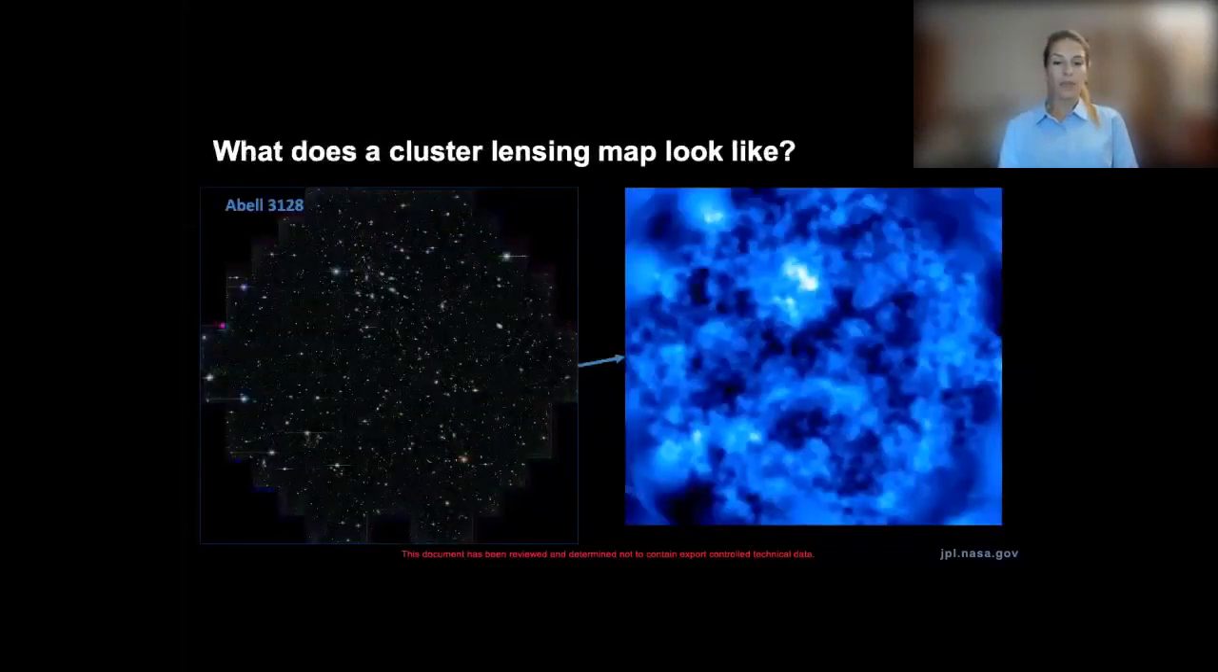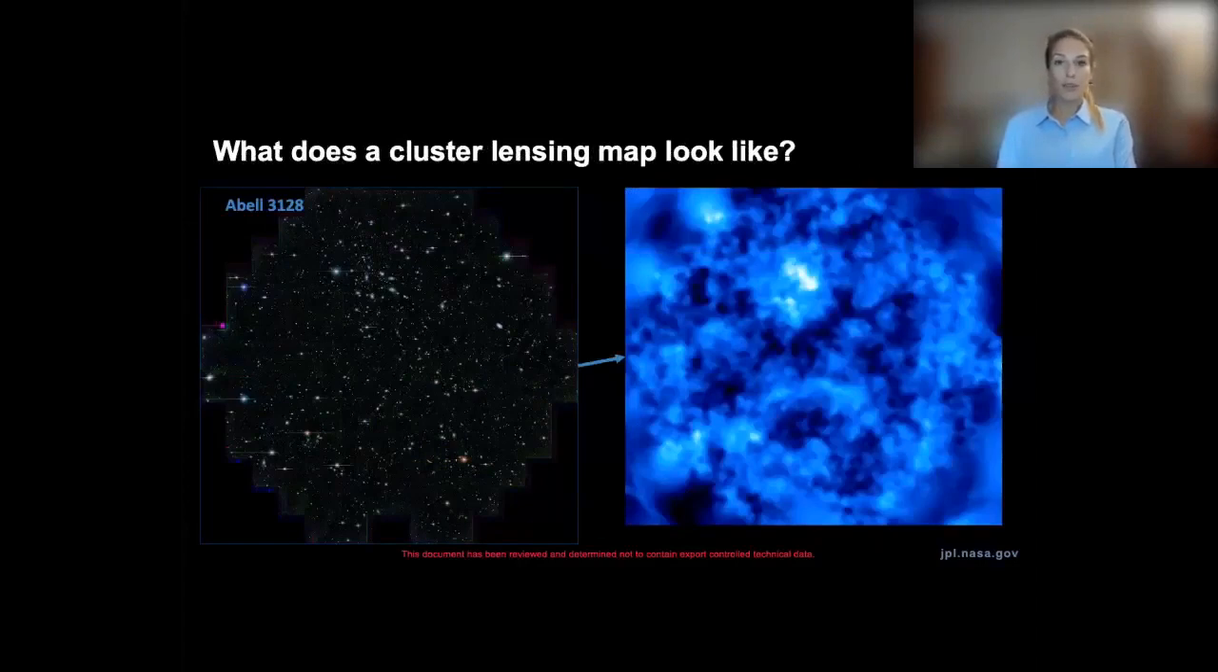So what does cluster weak lensing signal look like? This is an example from my research, Abell 3218. The image on the left is a deep observation of a galaxy cluster, Abell 3218, in visible light. The weak lensing signal of this cluster is shown on the right as an intensity map, where lighter color means more weak lensing signal, and thus a higher surface mass density.